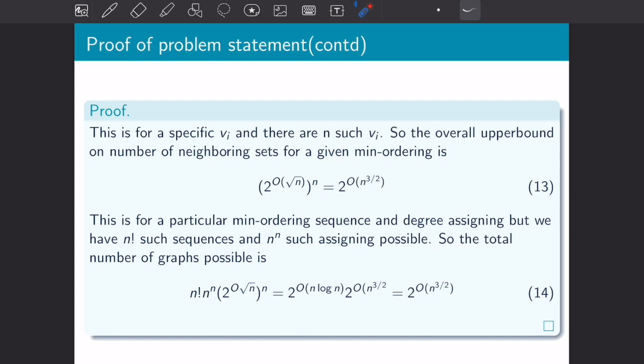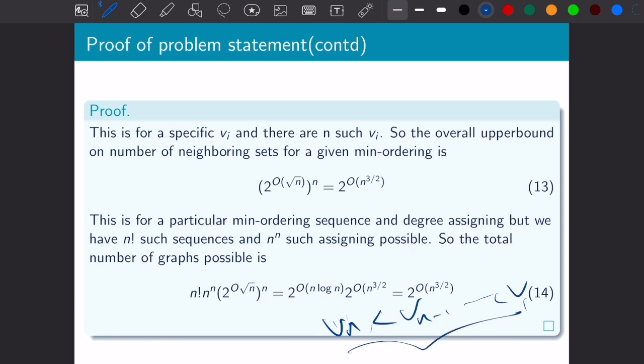First, we have our min-ordering sequence, which is v1 less than v2 less than so on, vn. The degree of vn is less than the degree of vn minus 1, and so on. These can be selected in n factorial ways, and for each vi, the di is not fixed and can be chosen from 0 to n. There are n possible ways. This is for a particular vertex vi, and there are n such vi's. So n into n into n, and so on, multiplied n times. From there we get n power n.